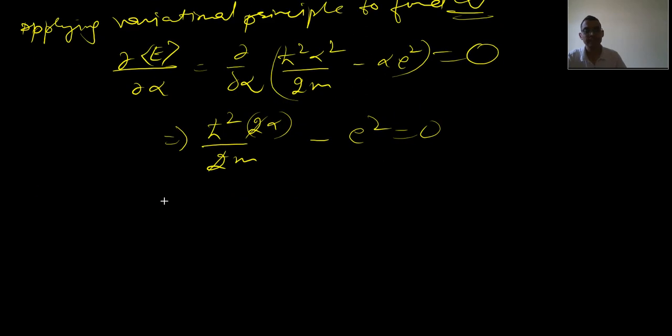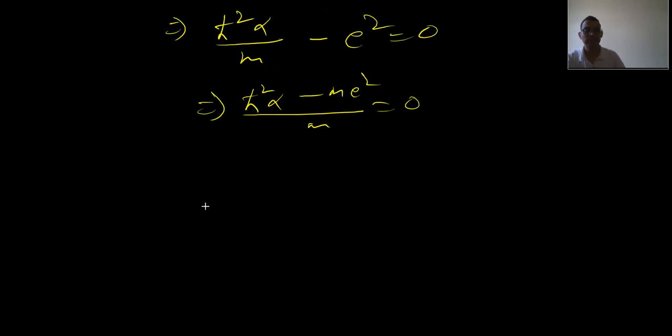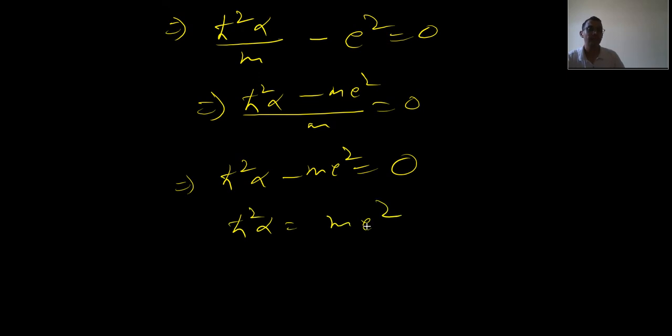So I can say that ħ²α/m minus e² is equal to 0. So from here, (ħ²α minus me²)/m is equal to 0. That means ħ²α minus me² is equal to 0. So ħ²α is equal to me², so alpha can be written as me²/ħ², right? So this is the value of alpha.